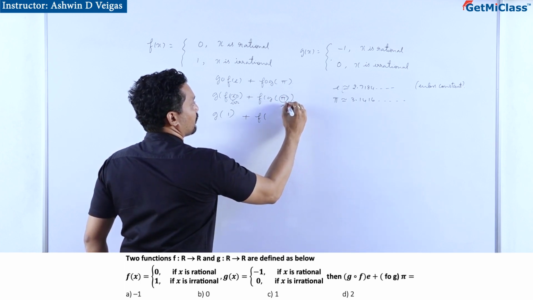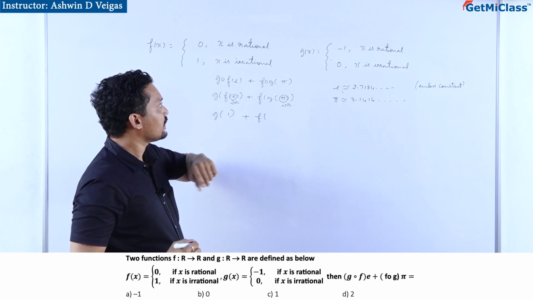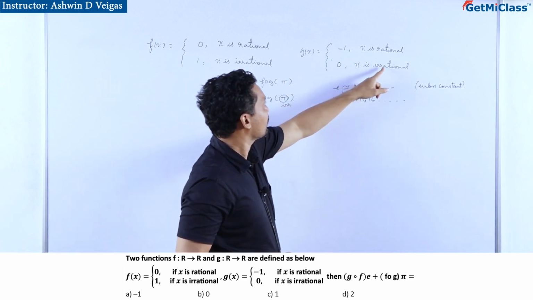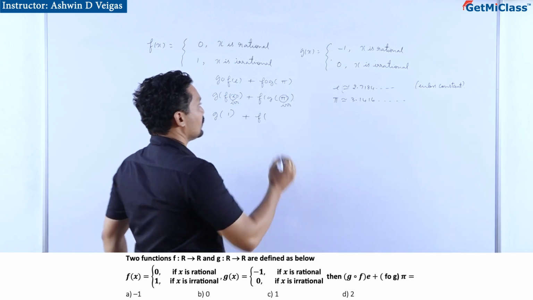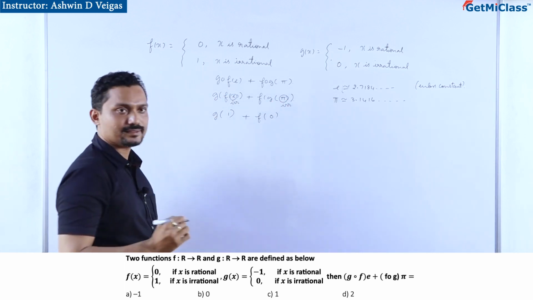which is also an irrational number. Now what is g of an irrational number? Now g of an irrational number is 0. So g of pi will be g of irrational, so it will be 0.